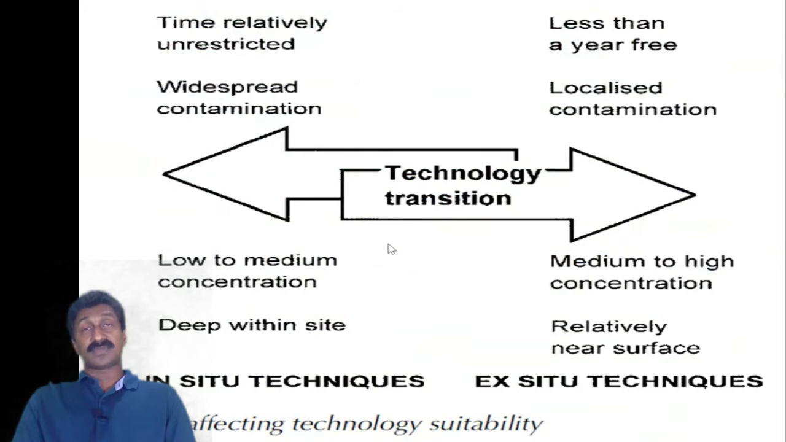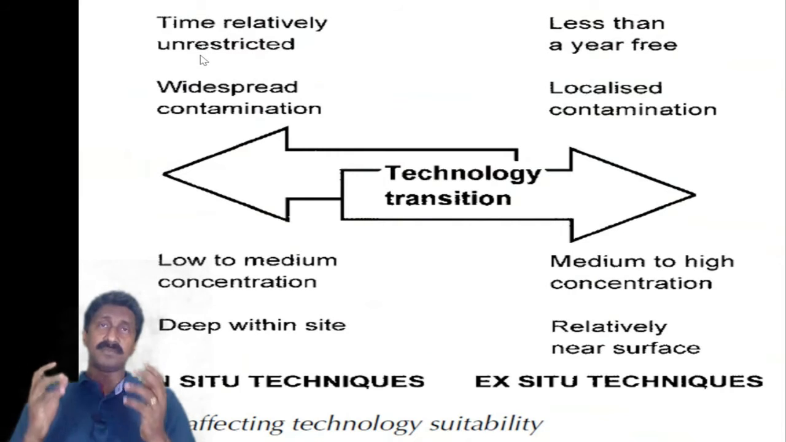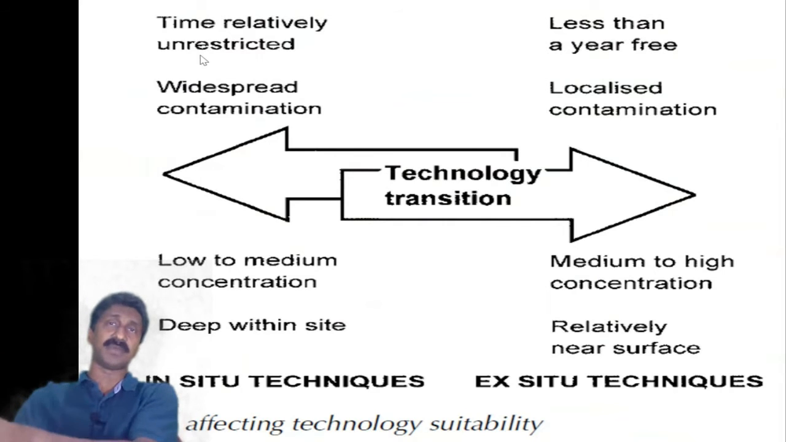Then, in the case of technology selection, in choosing which technology you want to adopt, whether it's an in situ method or an ex situ method, we can see that it depends on the nature of the pollution. Take the case of an oil tanker crash or some other event in which a large quantity of hydrocarbon pollutant is immediately released at a particular site.